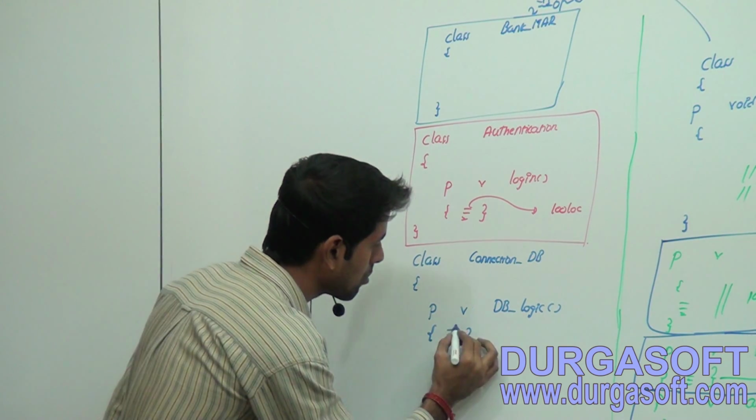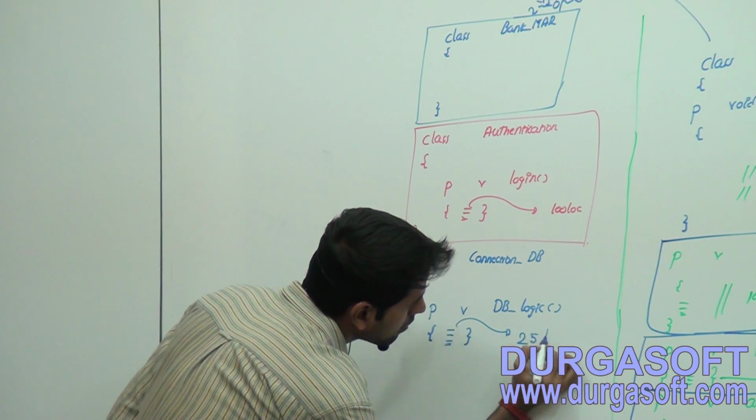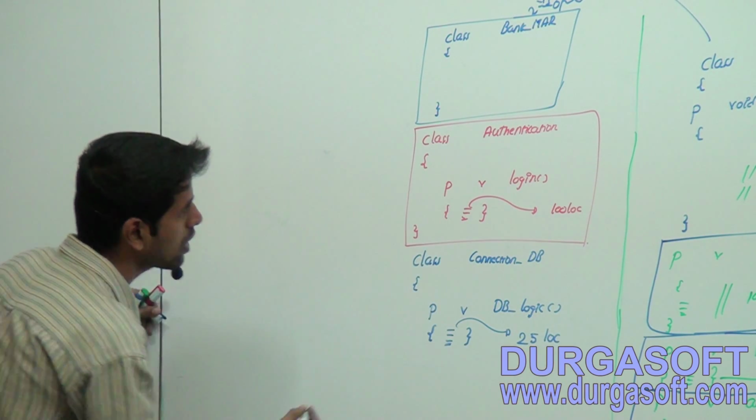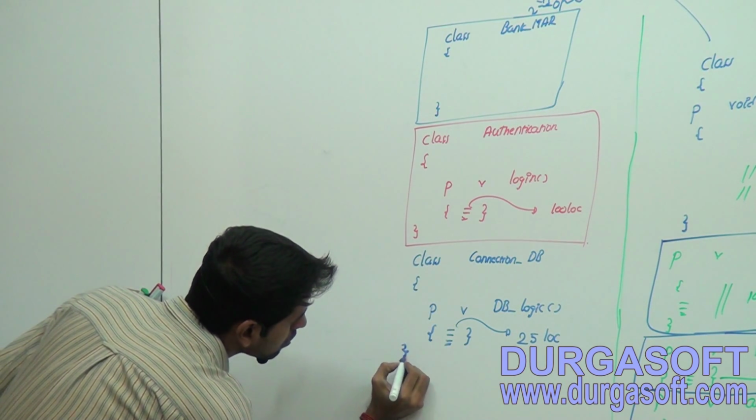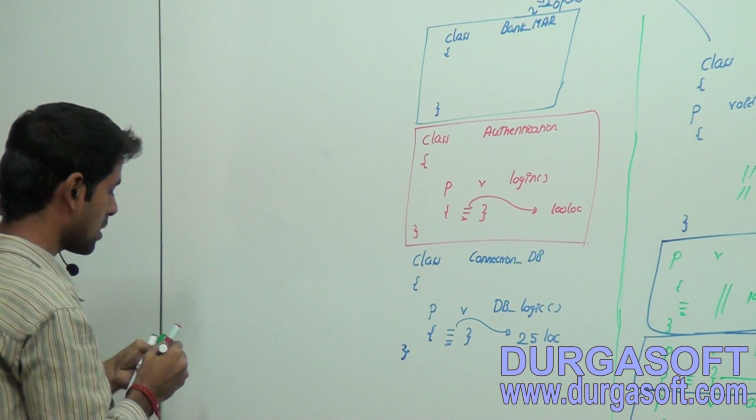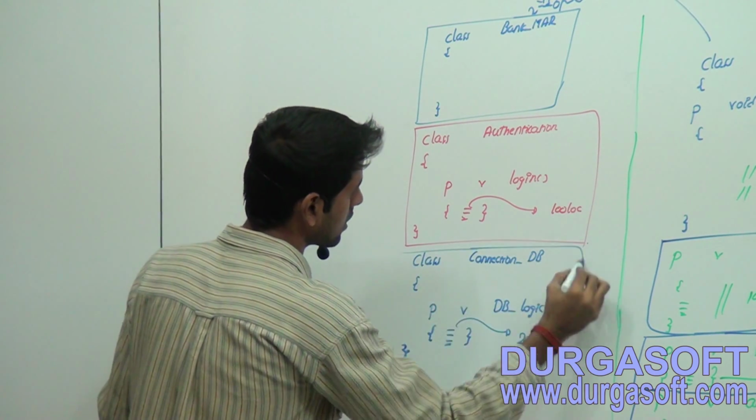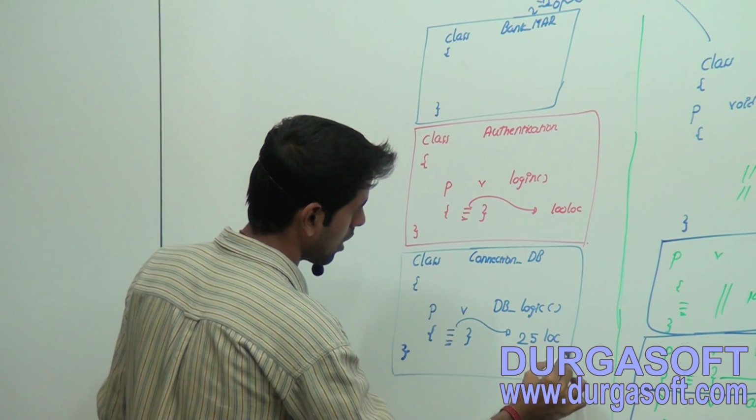Now let me maintain the 25 lines of code here. Now end this class scope, let it be like this. Now observe this part.